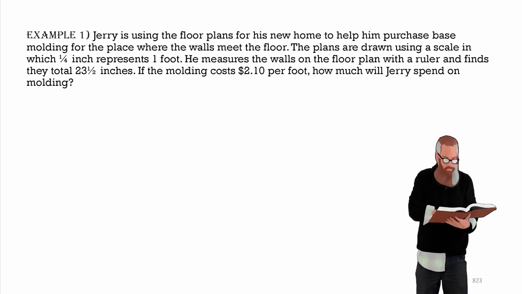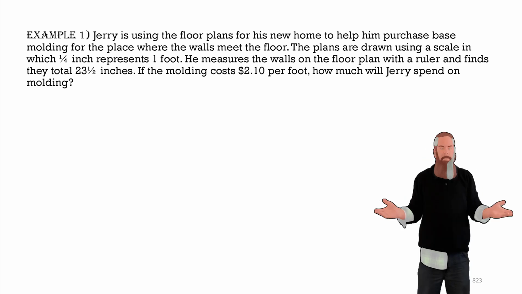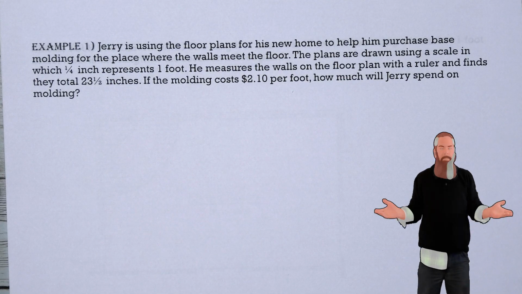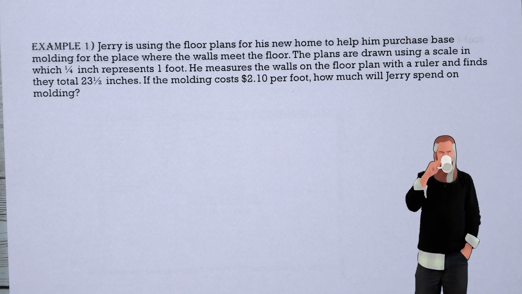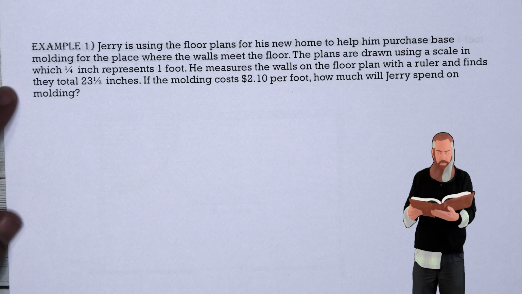He measures the walls on the floor plan with a ruler and finds a total of 23.5 inches. If the molding costs $2.10 per foot, how much will Jerry spend on molding? Jerry needs to use proportions to convert the scale measurements to the actual measurements in feet. Let's recall that a proportion is created when two ratios are set equal to each other.